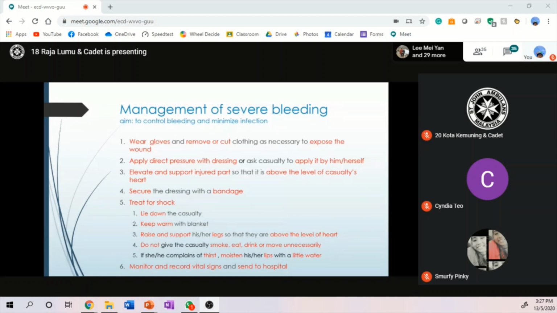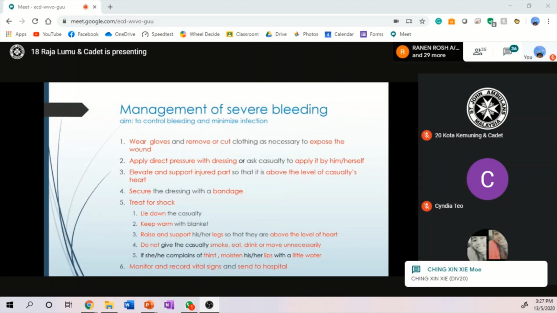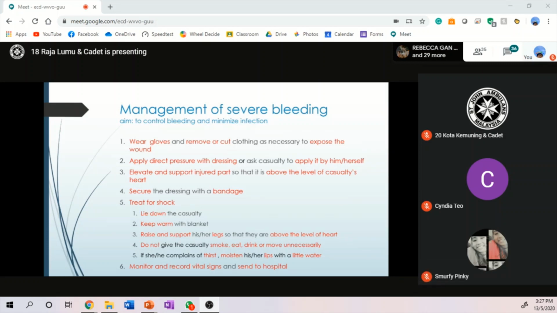If she or he complains of thirst, moisten his lip. Just a little water, don't give too much. Don't forget, don't give the casualty anything to smoke, eat, drink, or move unnecessarily. The last step is to monitor and record vital signs and send to hospital. You check for pulse rate, breathing, temperature, like that. So I will show you guys the video.